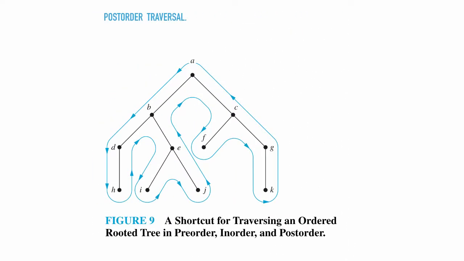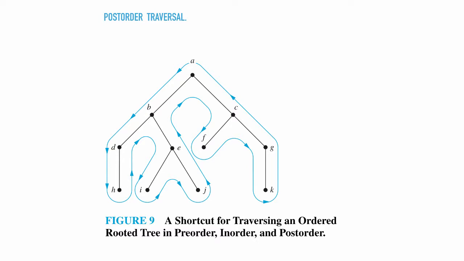There are easy ways to list the vertices of an ordered rooted tree in pre-order, in-order, and post-order. To do this, first draw a curve around the ordered rooted tree starting at the root, moving along the edges as shown in the example in Figure 9. We can list the vertices in pre-order by listing each vertex the first time this curve passes it. We can list the vertices in in-order by listing a leaf the first time the curve passes it, and listing each internal vertex the second time the curve passes it. We can list the vertices in post-order by listing a vertex the last time it is passed on the way back up to its parent.